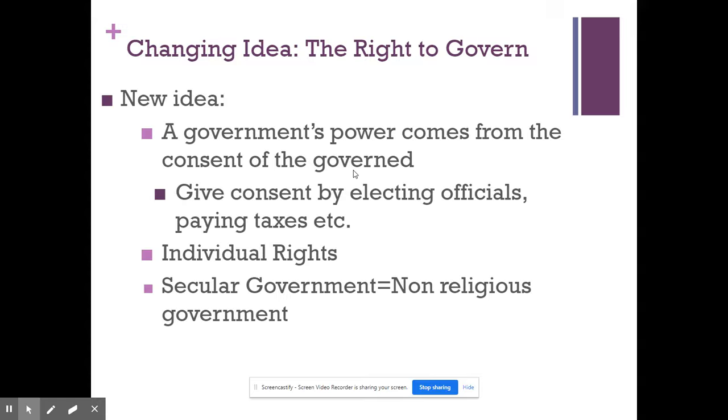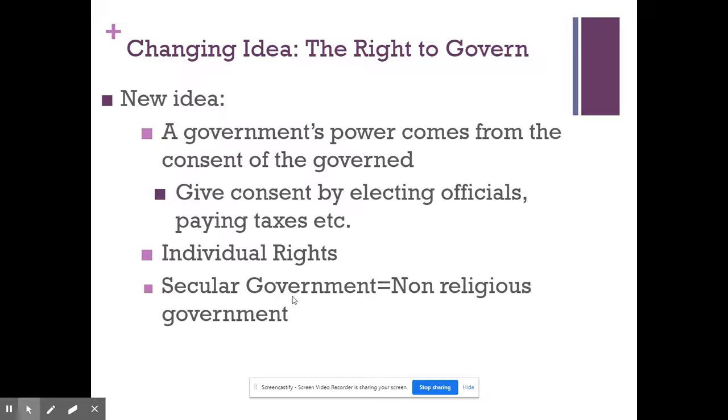You say that you can rule over me. And you do this by voting, electing officials, paying taxes, serving in the military. You say this government is my government. You also have individual rights. You have rights that cannot be taken away. We'll go over that in a little bit.